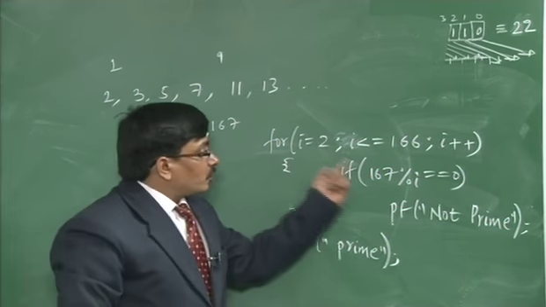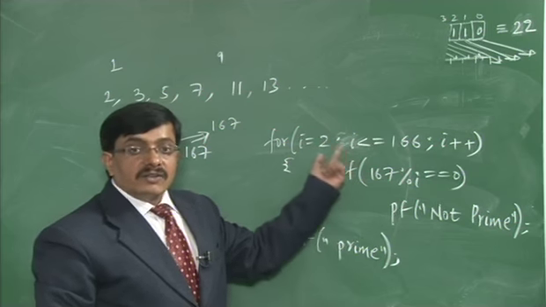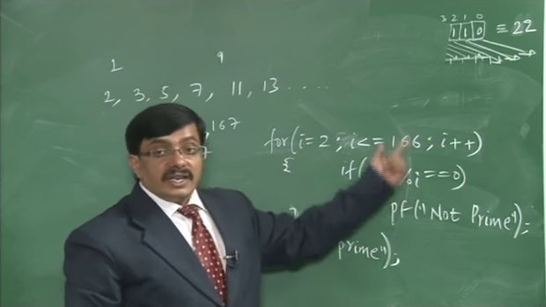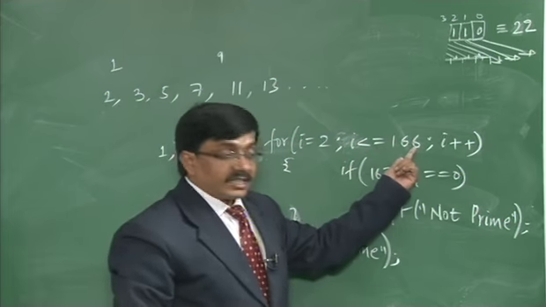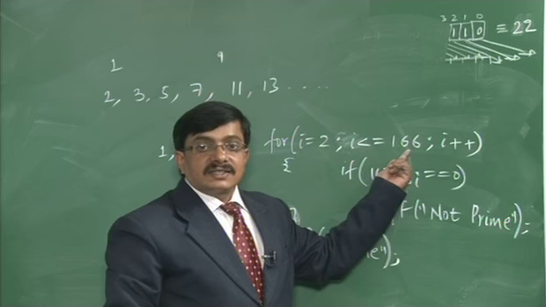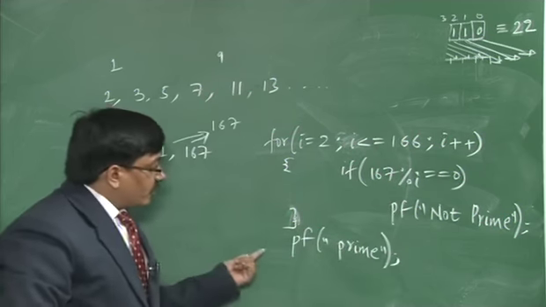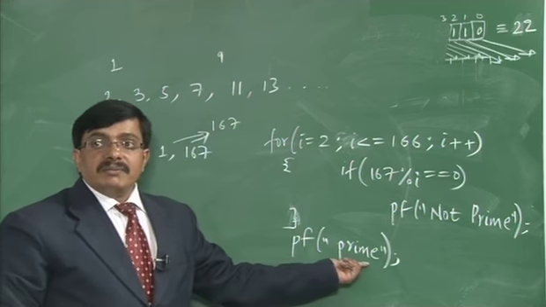So, I will try with 2, 2 will not divide. I will try with 3, 3 will not divide. I will try with 4, 4 will not divide, and I go with 5, 6, 7, 8 up to 166 only, right. Start from 2, go only up to 166. If none of these numbers divide, then I will be coming out of the loop and I say that the number is a prime number, right.